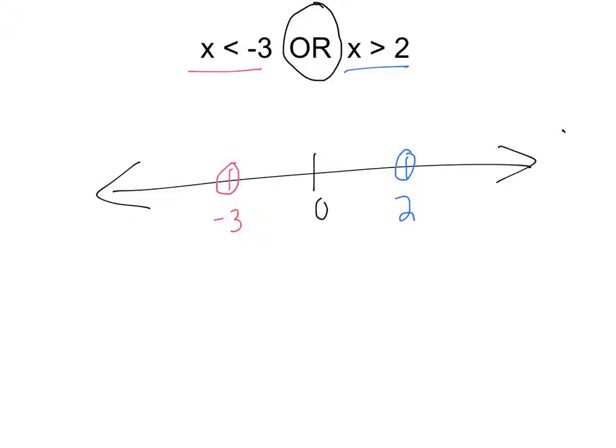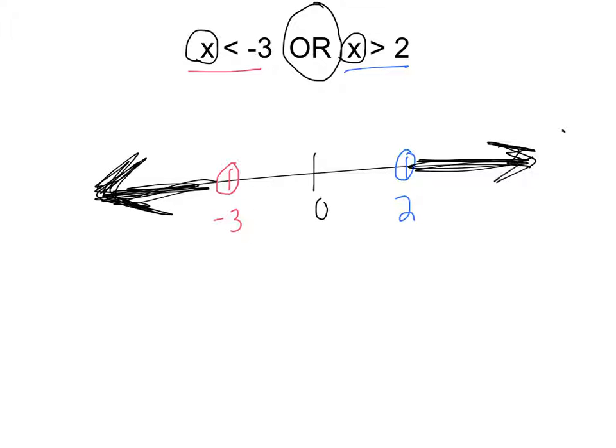Now we want to shade where our number x is less than -3. Numbers less than -3 would shade this way, to the left of -3, and our number x bigger than 2 is going to shade to the right of 2. Notice this OR statement shades away from each other, just like we said it would.